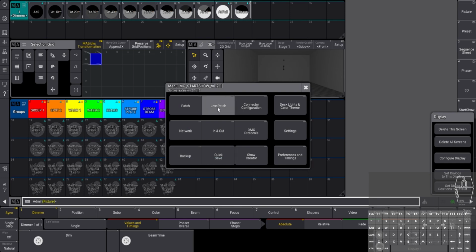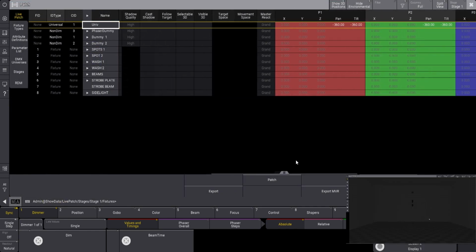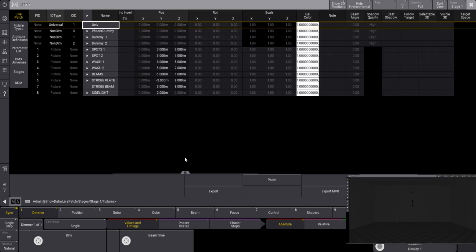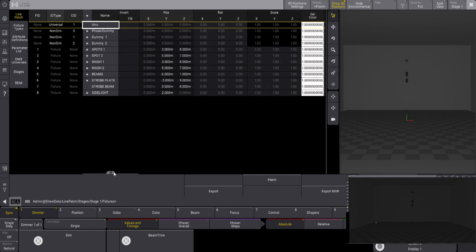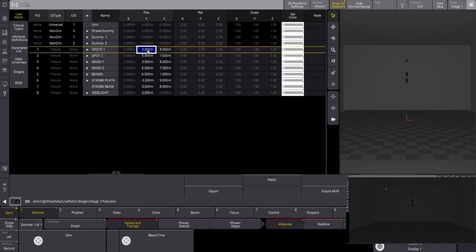Next thing we're going to do is go to our live patch. And so I often do all my positioning in the live patch. I find it easier. Let's do it on here as well. So starting with our spot, I've already actually got some heights put in here for stuff, so I'm just going to leave it as that.